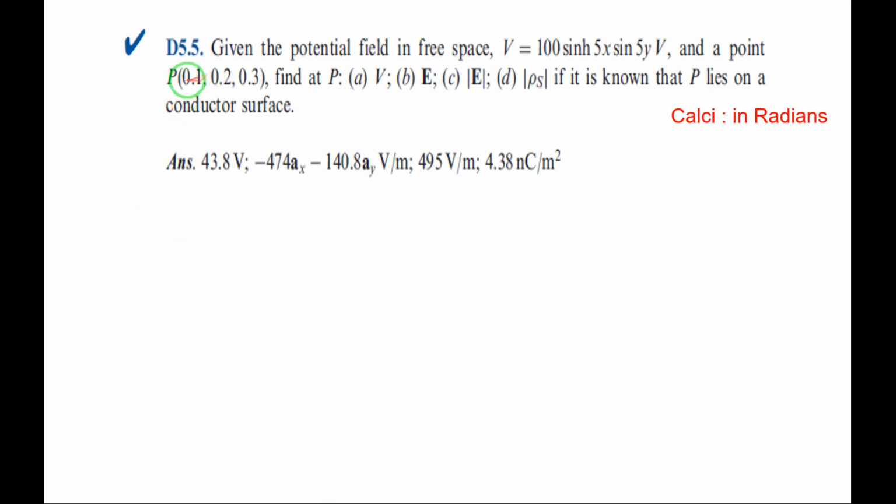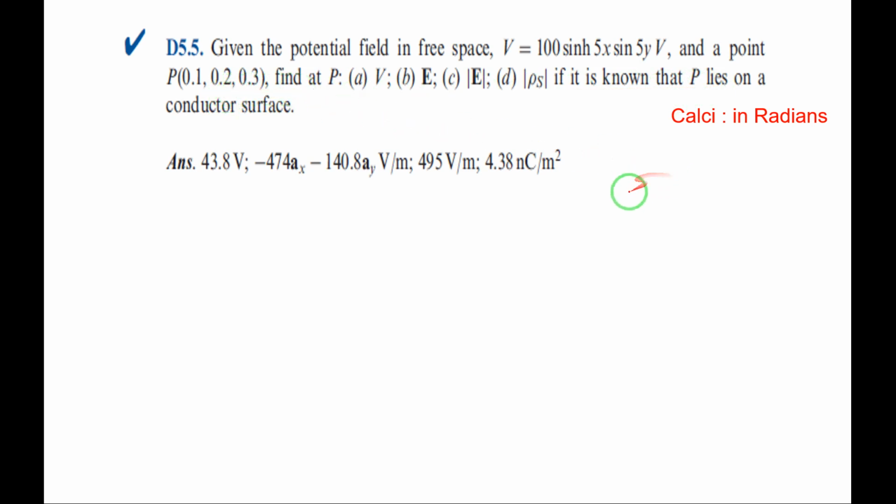Okay, we'll take up the next numerical. Given the potential field V is equal to 100 sine hyperbolic 5x into sine 5y volts, and a point P is given. Find at P all these parameters: V, electric field, magnitude, all those things you have done in the earlier case. And P lies on the conductor surface.